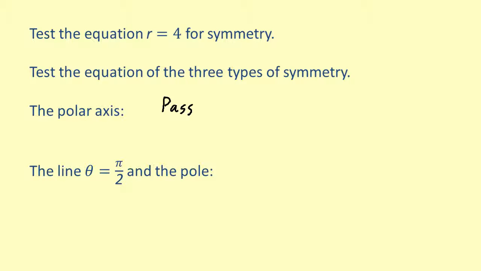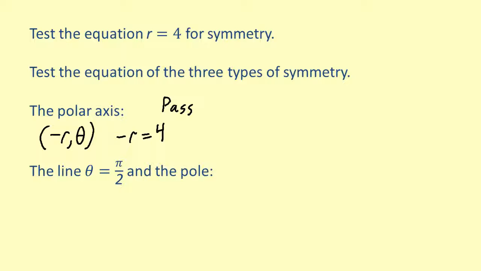Therefore, if replacing r with negative r yields an equivalent equation, the graph will be symmetric across the pole as well as the line. Now replace r with negative r. We have negative r equals 4. This does not look good. But remember that we have already shown that the equation r equals 4 is symmetric across the polar axis. There are two tests for that symmetry.